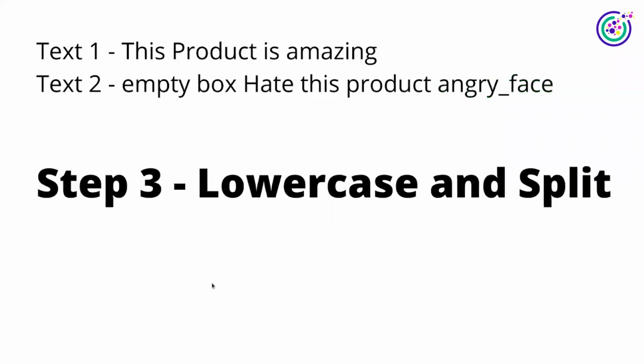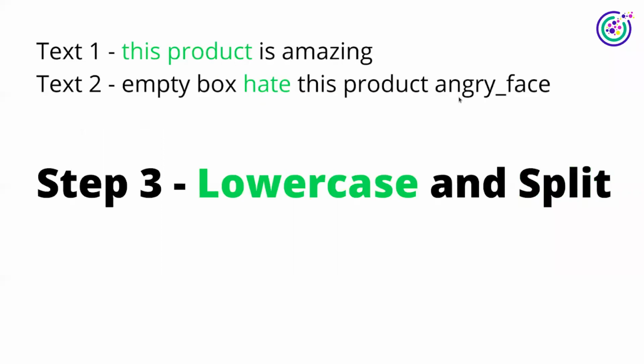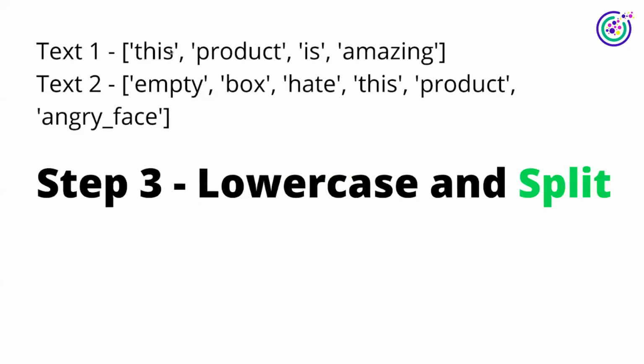Next is lowercasing and splitting. So first we lowercase these four texts. This, product, hate, these all are in capital form, right? So you can convert this to lowercase format. When you convert these to lowercase, all of them will be converted. So our sentence boils down to this: this product is amazing, and this is the lowercase format of that. Next is splitting. So you had a text format. Now you tokenize it. When you tokenize or split it, you will get a list of the words in the sentences. So this is what you have, and this is what you will get after splitting the text.